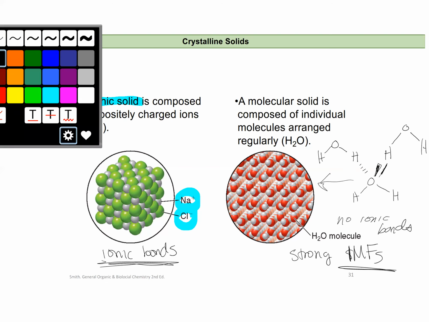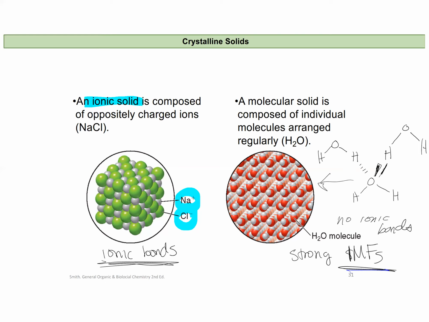So if we think about this, if one is being held together by IMFs and the other by ionic bonds, I would expect the melting point for this solid to be much higher than something held together by IMFs. And it's true, ionic compounds are going to melt in the 1,000 degrees Celsius range, whereas water is going to melt at like 0 degrees Celsius. And it really speaks to the difference in strength between an actual bond and an intermolecular force.